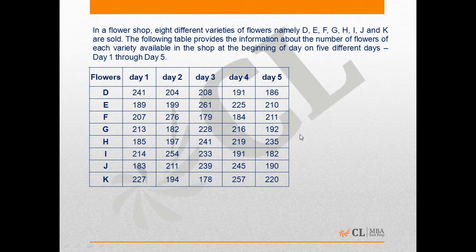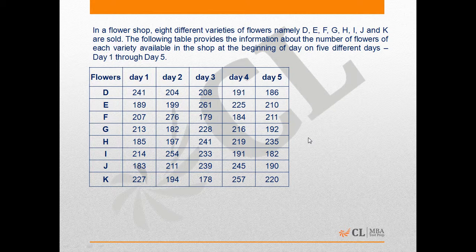This is a DI caselet, and if you observe the data, the values are simple enough. It seems a bit calculative or lengthy in terms of read, but if you observe the options, they are very easy in terms of calculations, right? So I suggest this should be done first in DI.